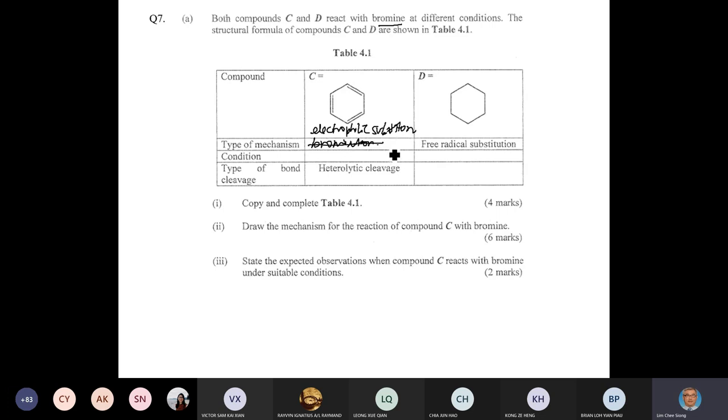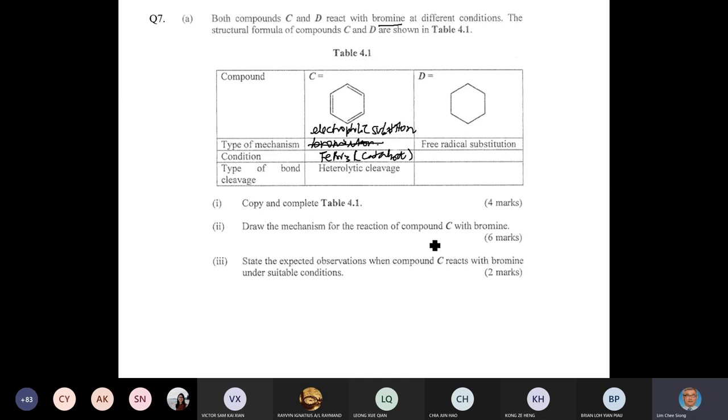Okay, conditions. What are the conditions? The condition should be FeBr3. Okay, it reacts as a catalyst. Okay, catalyst. Okay, so now go to here.